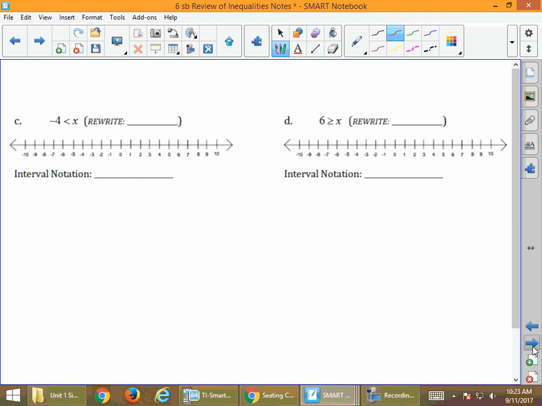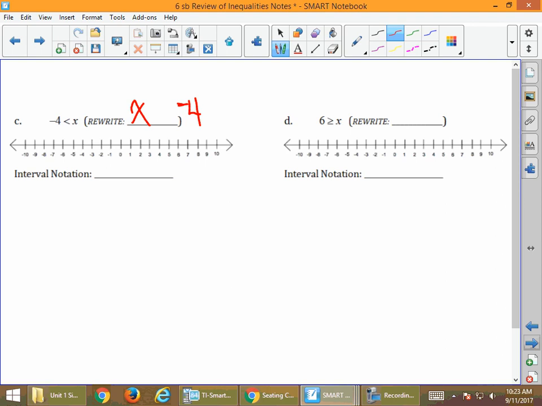Letter C. Negative 4 is less than x is how that statement is read. But in this case here, what I recommend is that you rewrite it. And if we rewrite it, all that I'm going to do is switch where x and negative 4 are in the problem.